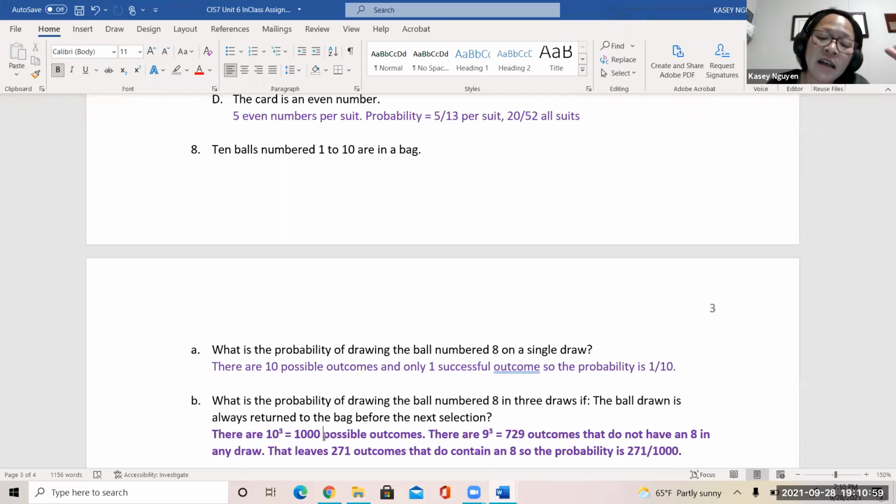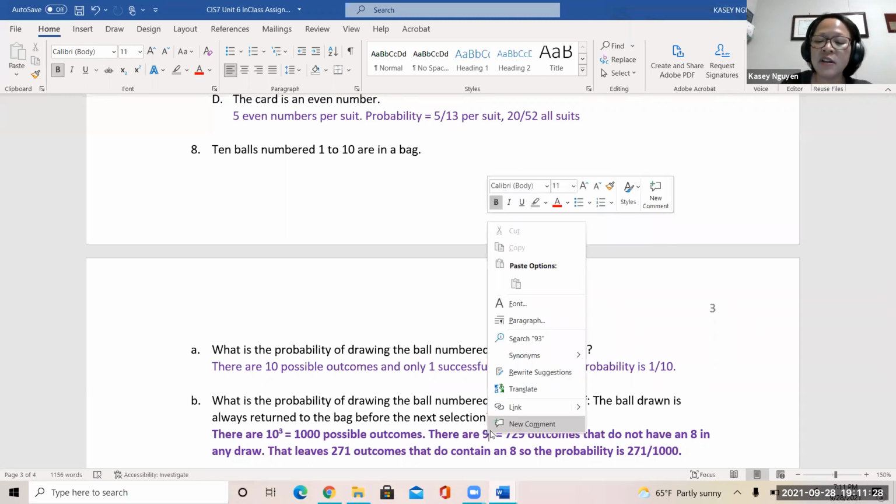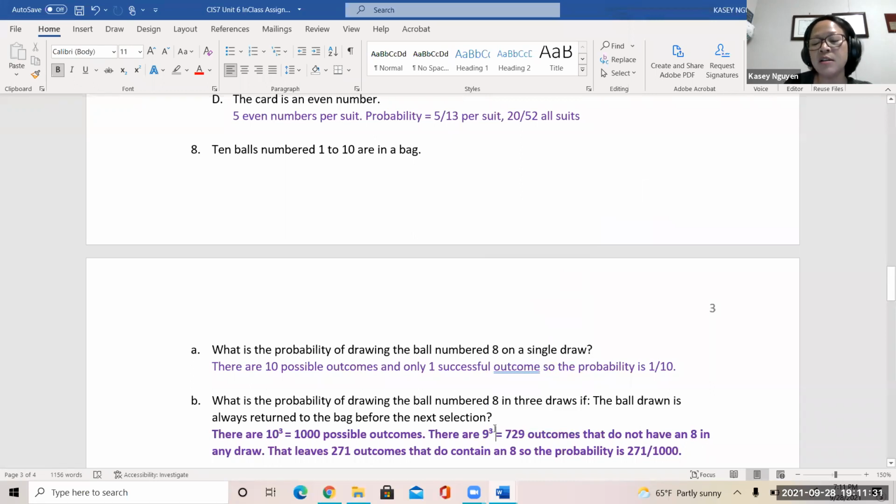Now, if we take the 8 out, right? There's only 1 ball that's going to be 8. There's 9 others that are not. Okay. So here is where we apply the inclusion and exclusion principle. So we are going to exclude the ones that are not an 8 ball. So which are those? That's going to be 9 to the 3rd, because remember, again, we're doing 3 draws. So if you take 9 raised to the 3rd, you have 729 outcomes that will not be an 8 ball in any draw.